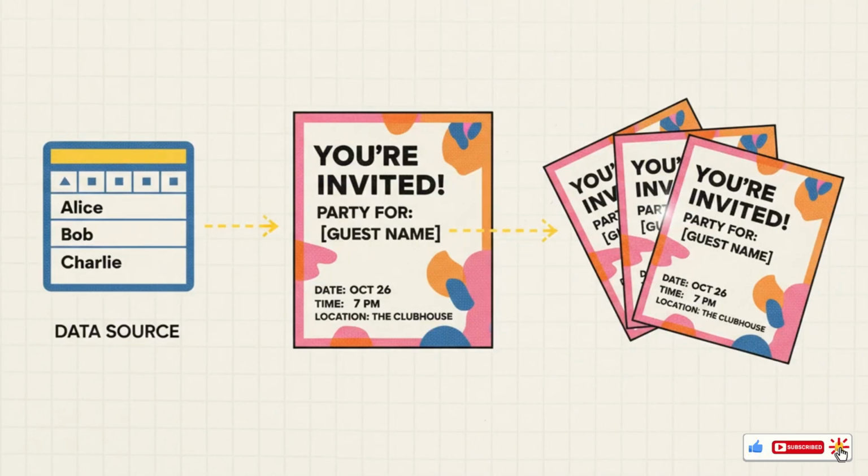And the second step, as you can see, is to connect that template to a data source. And that's just a fancy way of saying a list of information, like a spreadsheet with all your guests' names. The mail merge then just zips through that list, pulls each name, and pops it into the invitation, creating a personalized copy for everyone. It's as simple as that.